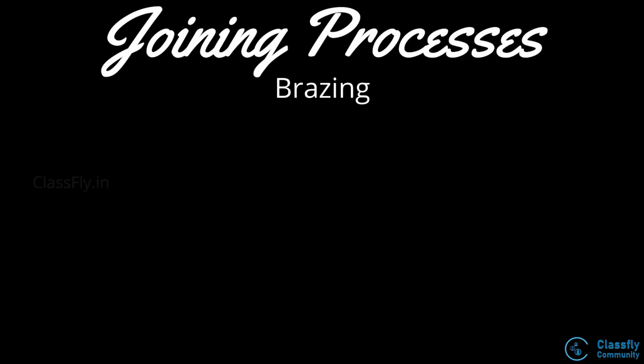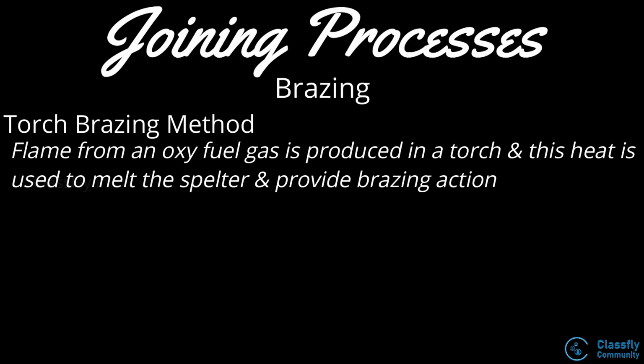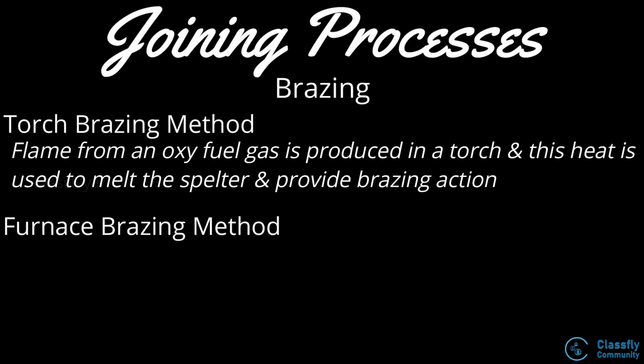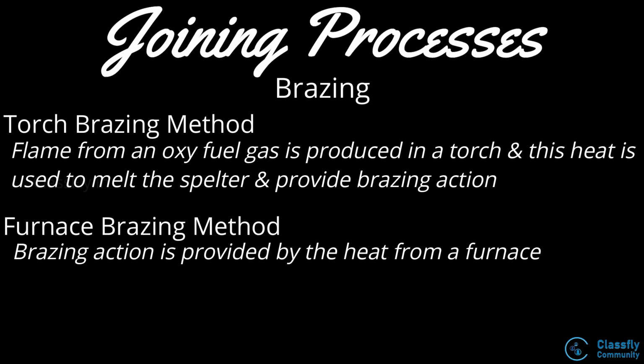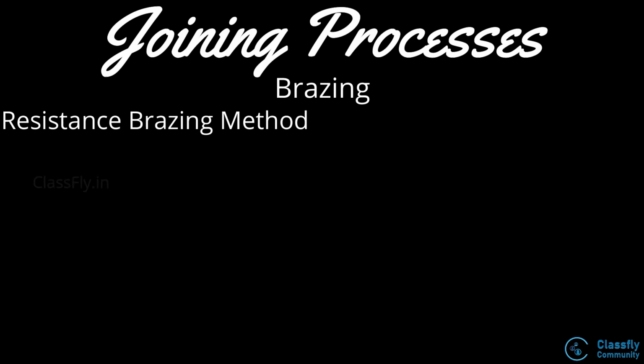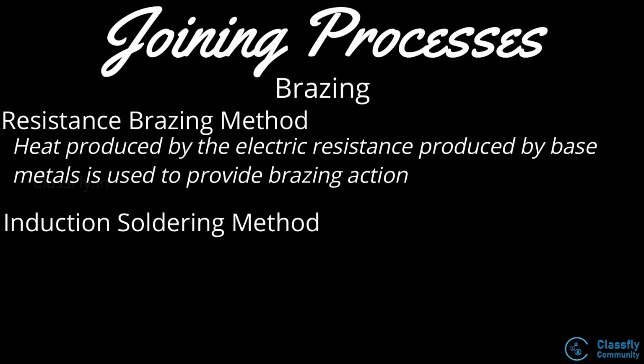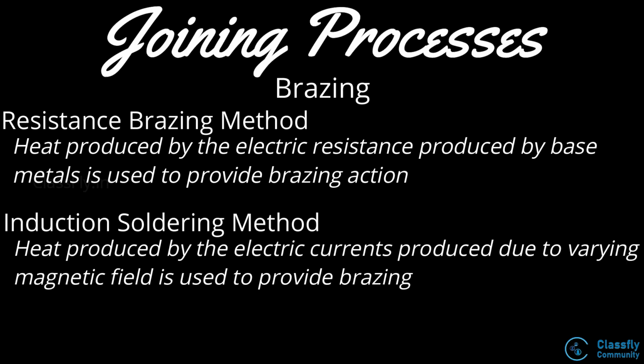Here also we looked into the different types of brazing, that is torch brazing, where the two metals are joined by the heat obtained from a gas flame; furnace brazing, where the bonding in the metals are produced by using the furnace heat; dip brazing, which is used to join aluminium assemblies; resistance brazing, which is the brazing operation which uses the heat produced by the resistance of the base metals; and then induction brazing, which utilizes the alternating electromagnetic field for heating the workpieces together.